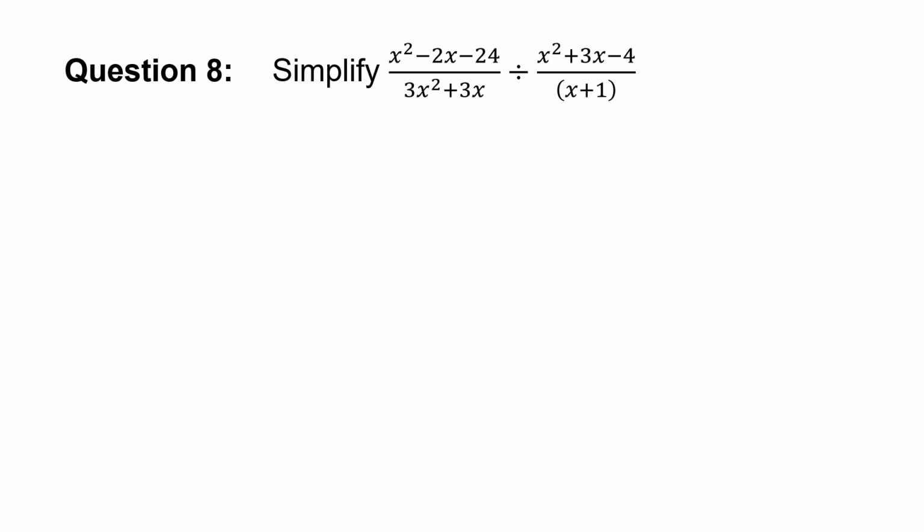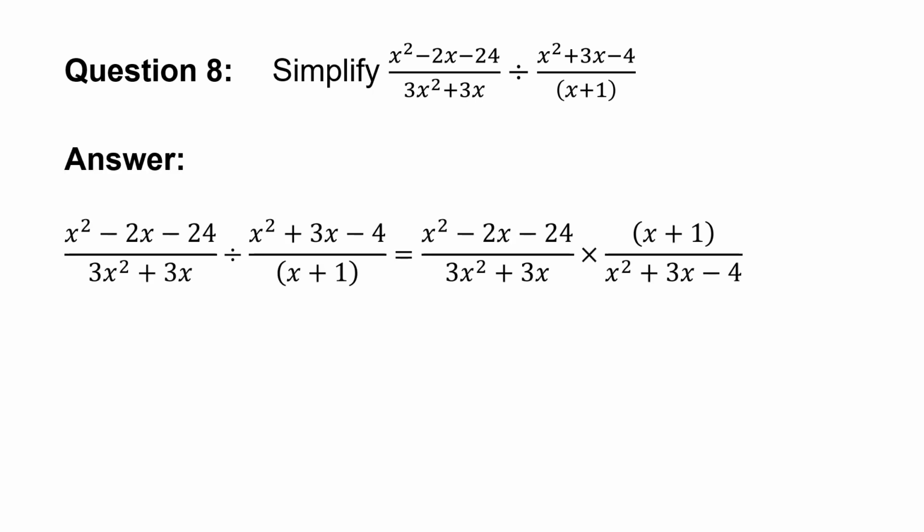So again, we have another division. So here we want to turn this into a multiplication, so we're going to flip this right hand side upside down. So our new question becomes x squared minus 2x minus 24 over 3x squared plus 3x, times x plus 1 over x squared plus 3x minus 4. So we have two quadratics here that we'd like to factorize. In fact, three, sorry.